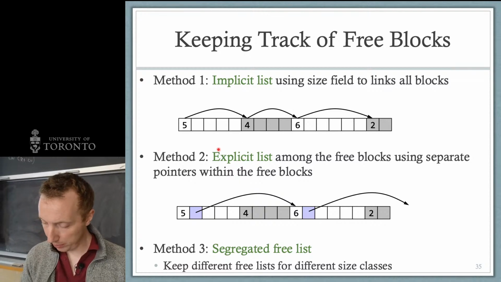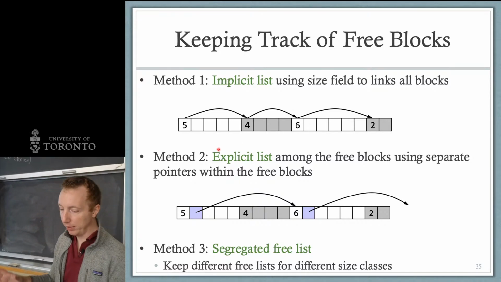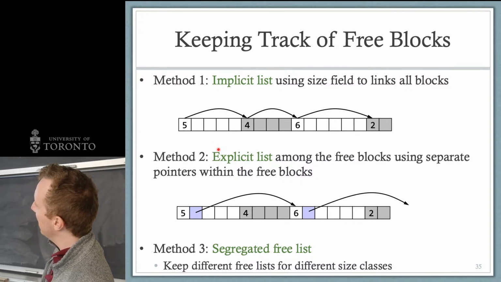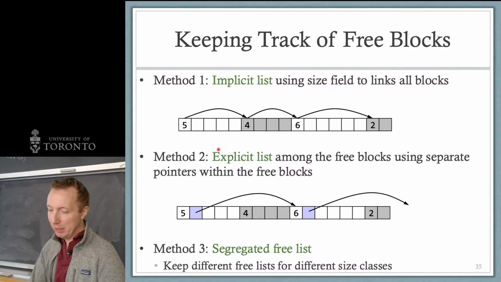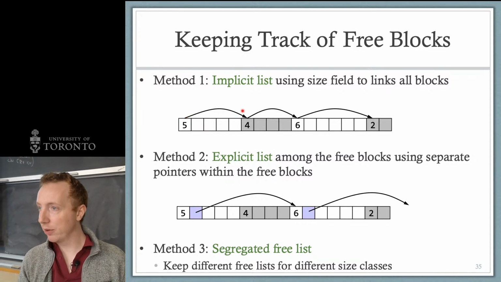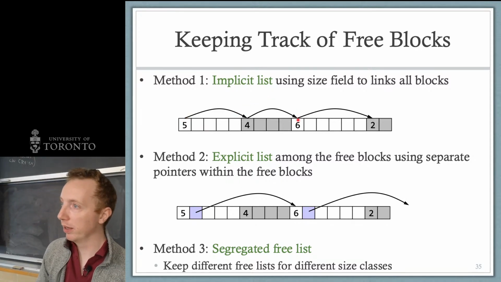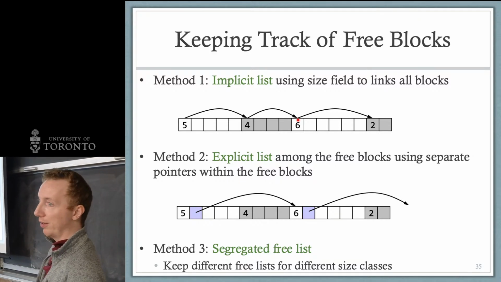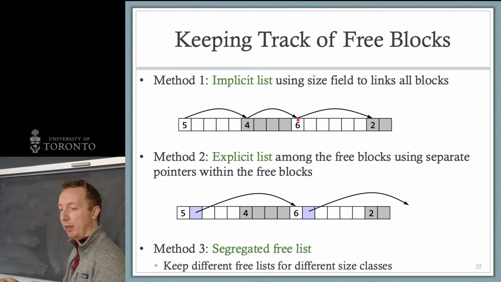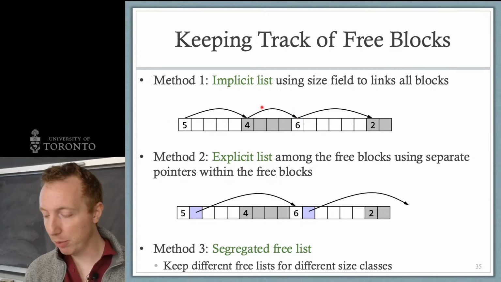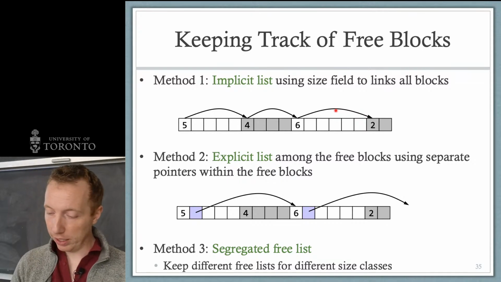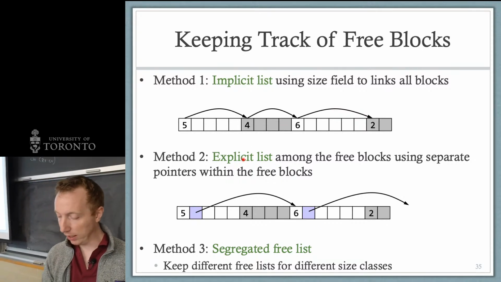Another way of doing this is, well, I still have to keep track of the sizes, but maybe I don't want to leap over every single allocated or unallocated block, because generally, if I'm mallocking somewhere, I need to find some free space for it. I don't really want to jump over a bunch of allocated space. That's just a waste of time. So the other method is to use an explicit list.